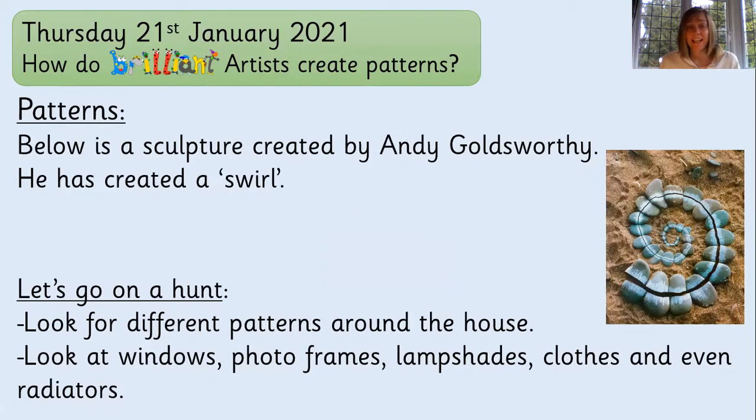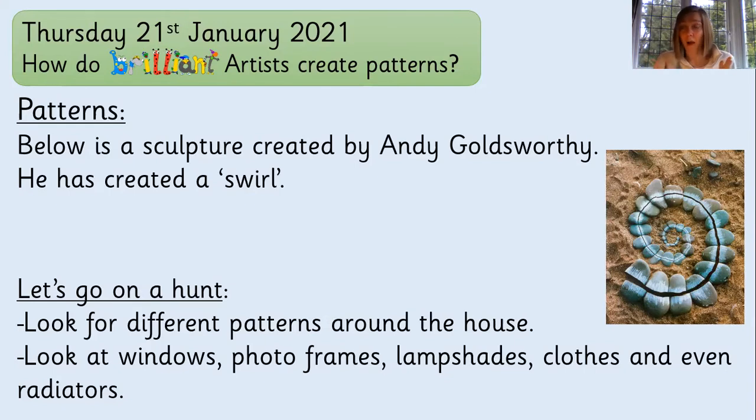So here is a picture of a sculpture that Andy Goldsworthy did, and he created a swirl. Can you see that his stones go round and round and round? And they start off really small, tiny, tiny stones, and then they get bigger and bigger and bigger. So he created a swirl as a pattern. So what I want you to do now is I want you to pause the video because we are going to go on a pattern hunt.